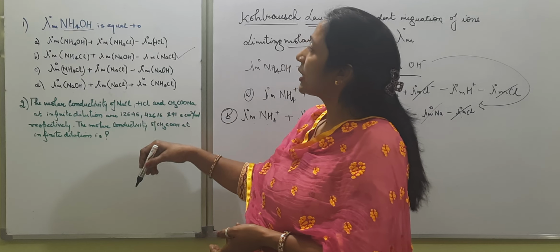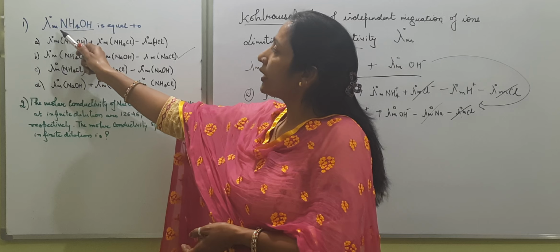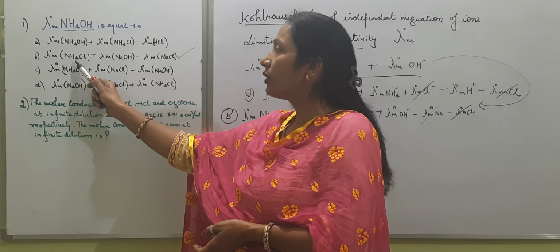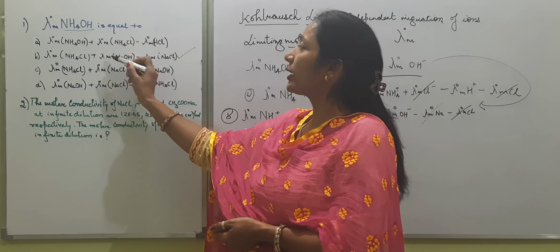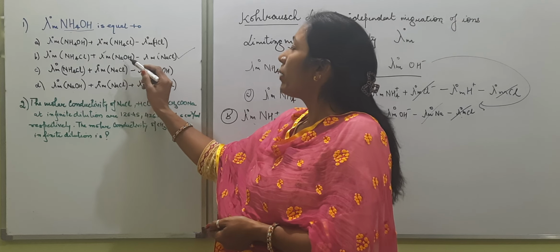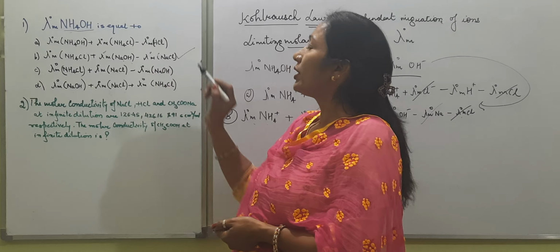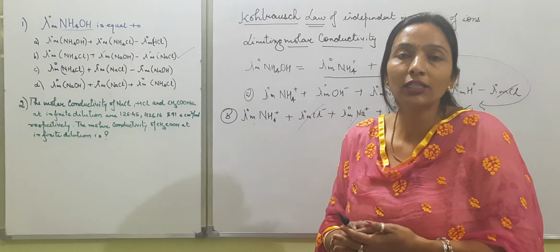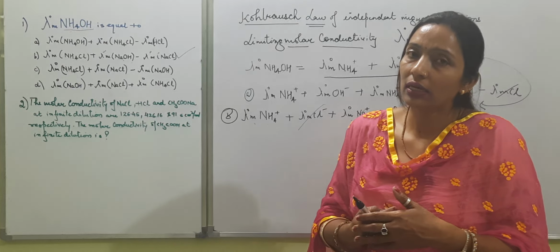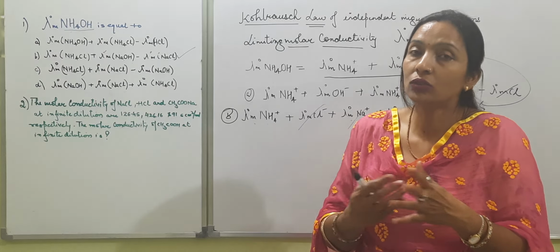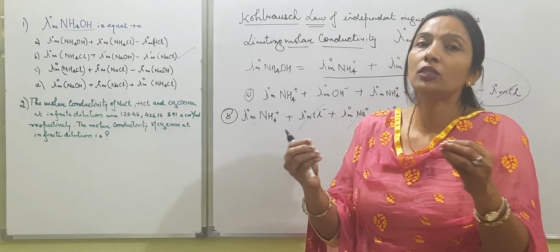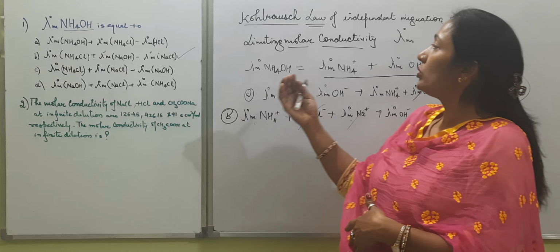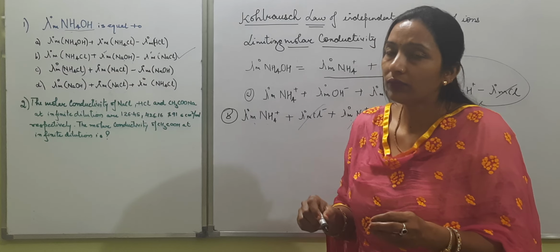The second option is the correct option, where the limiting molar conductivity of ammonium hydroxide is equal to the limiting molar conductivity of ammonium chloride plus the limiting molar conductivity of sodium hydroxide minus the limiting molar conductivity of sodium chloride. So this is the correct option, as I just explained how Kohlrausch said that for any electrolyte, when we are doing the dissociation, the summation of the individual ions will give you the limiting molar conductivity of that electrolyte.